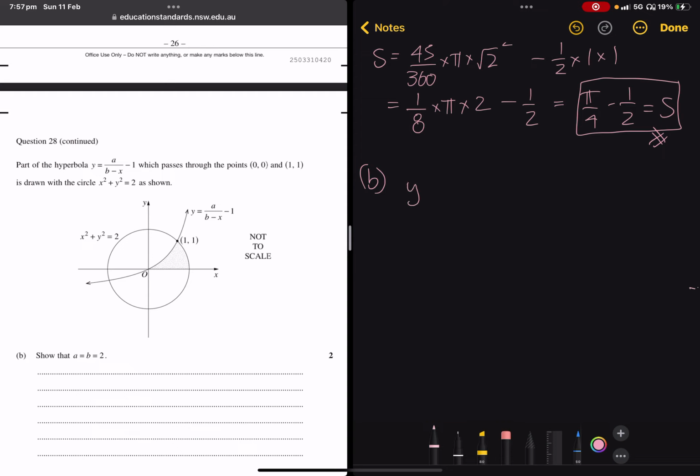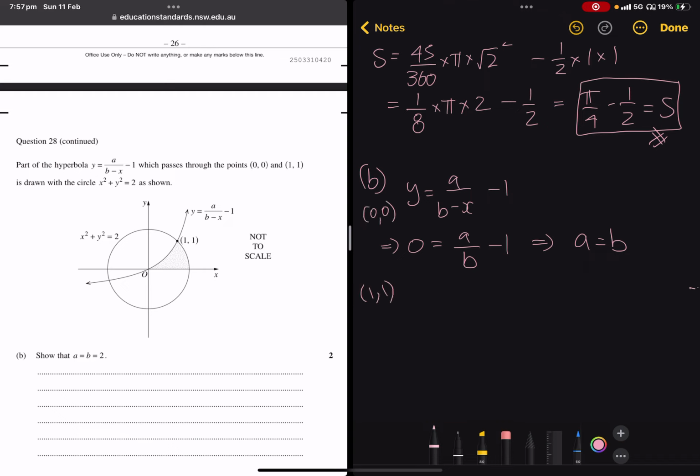So we have y equals a on (b minus x), minus 1. It passes through (0,0), which implies that 0 is equal to a over b, minus 1. Add 1 to both sides, multiply both sides by b. This tells us that a is equal to b. So immediately we know whatever one of them is, they are equal. We also know that it passes through the point (1,1).